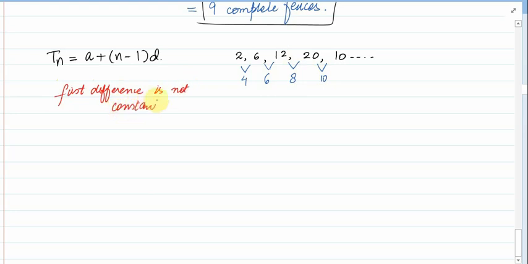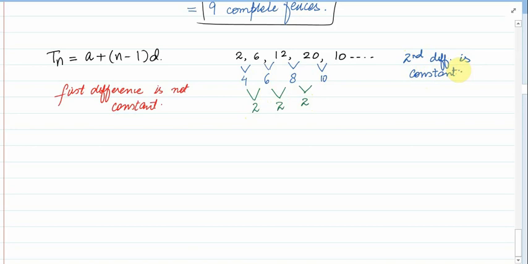So how do we attempt such a question in which the first difference is not constant? What we do is find the difference again. 6 minus 4 is 2, 8 minus 6 is 2, and 10 minus 8 is also 2. Now we are dealing with such cases in which the second difference is constant. That is the second case.